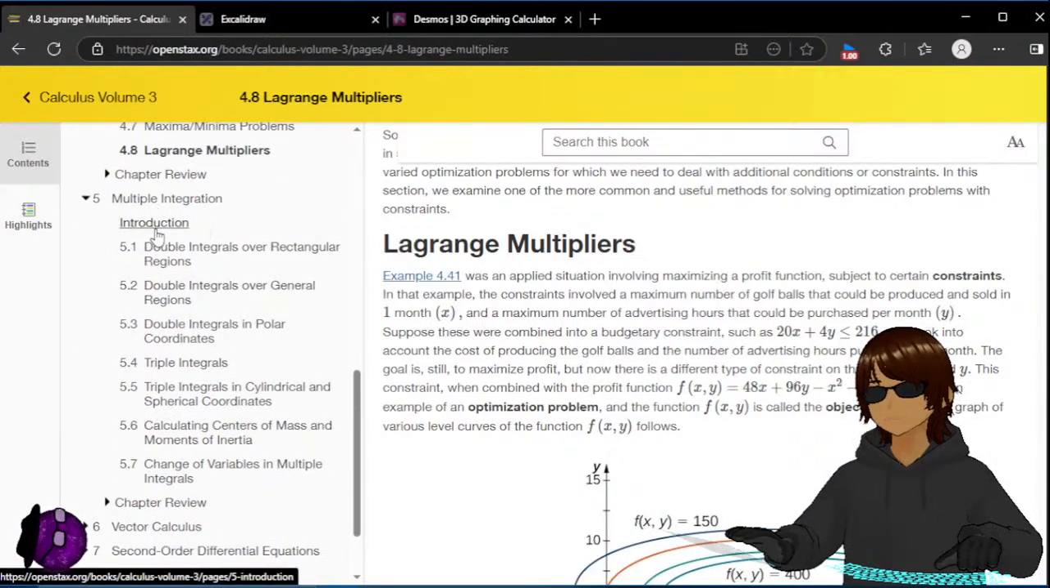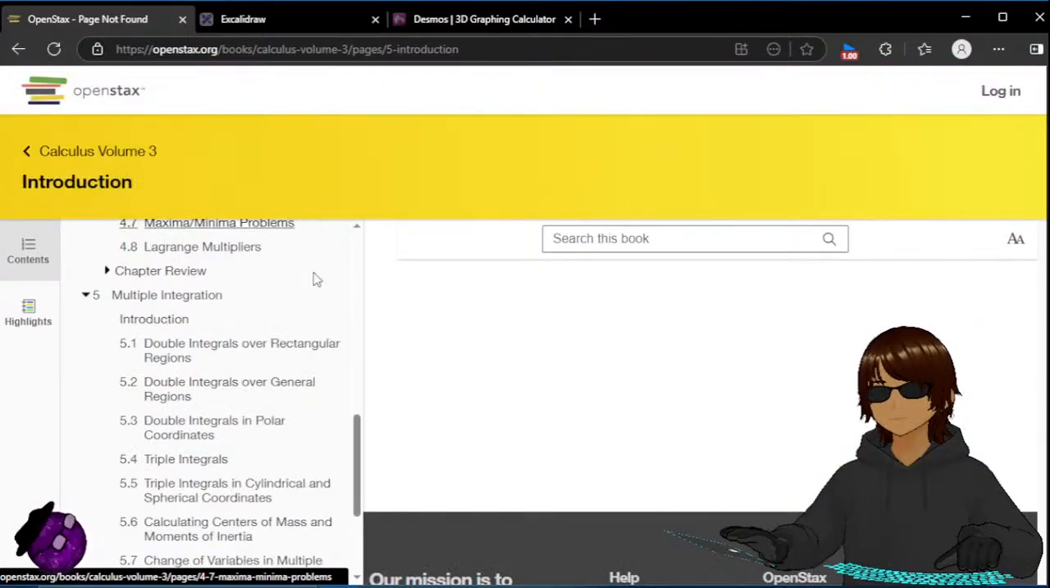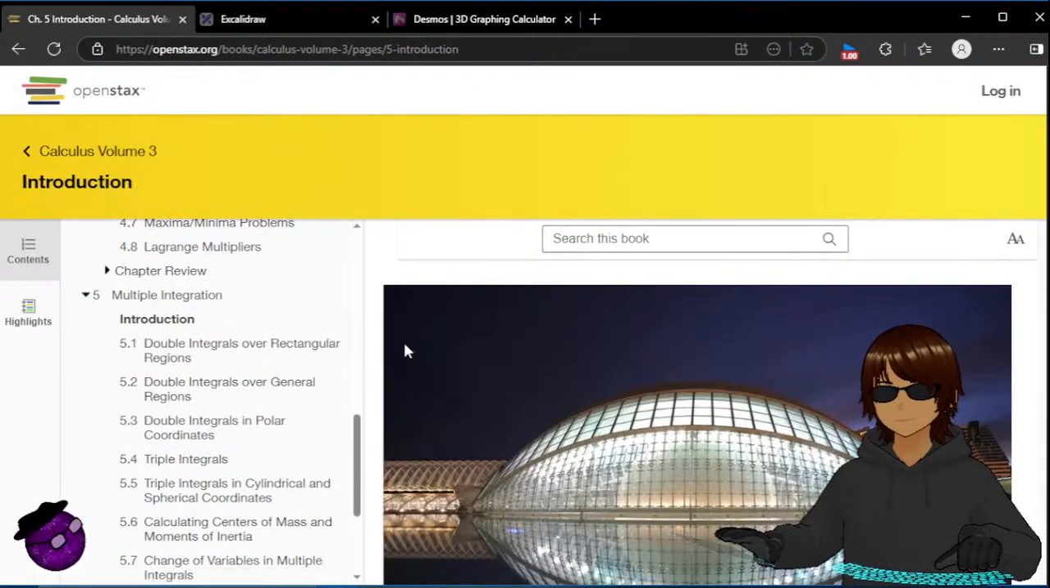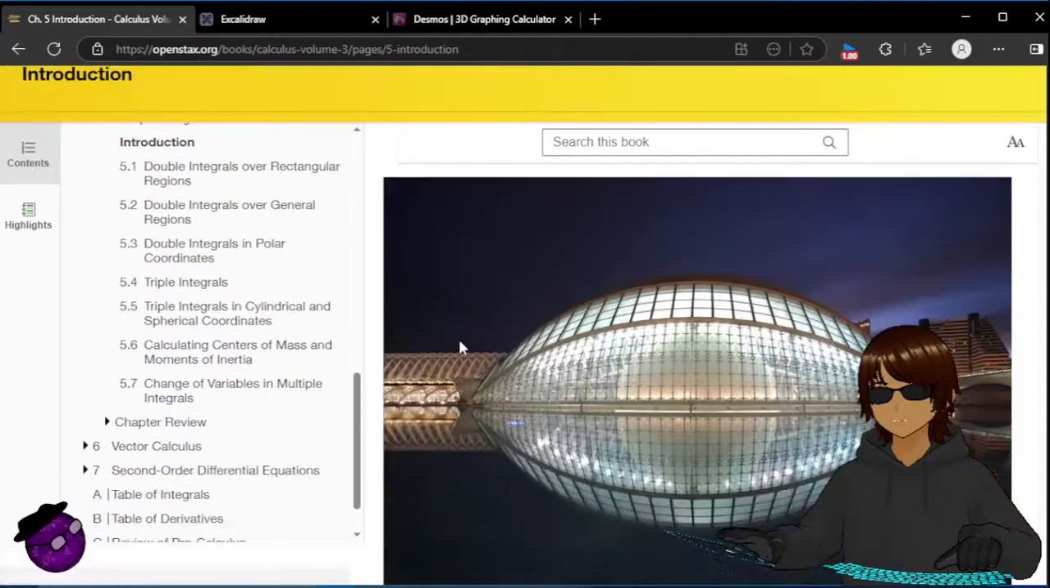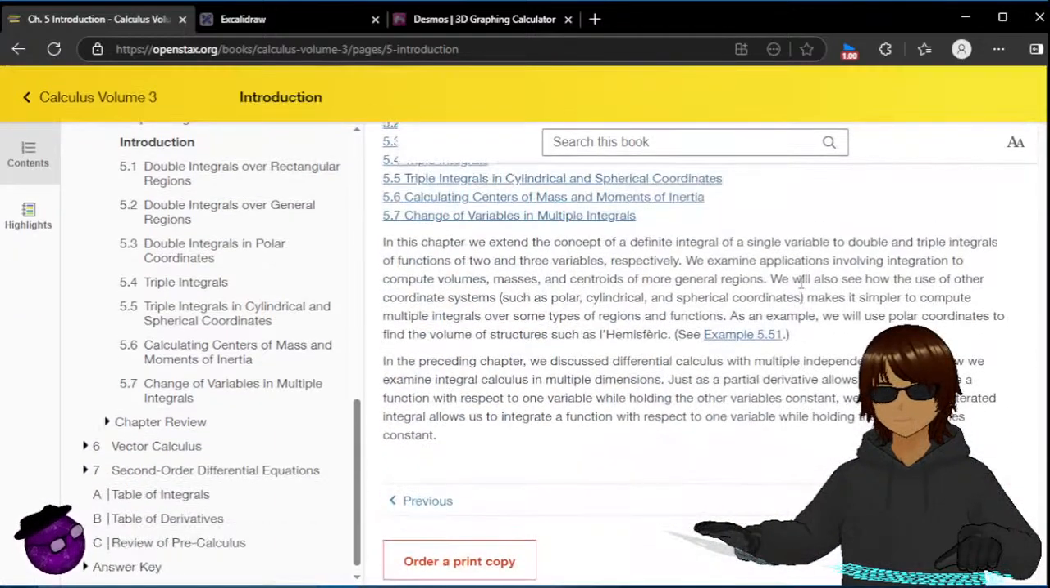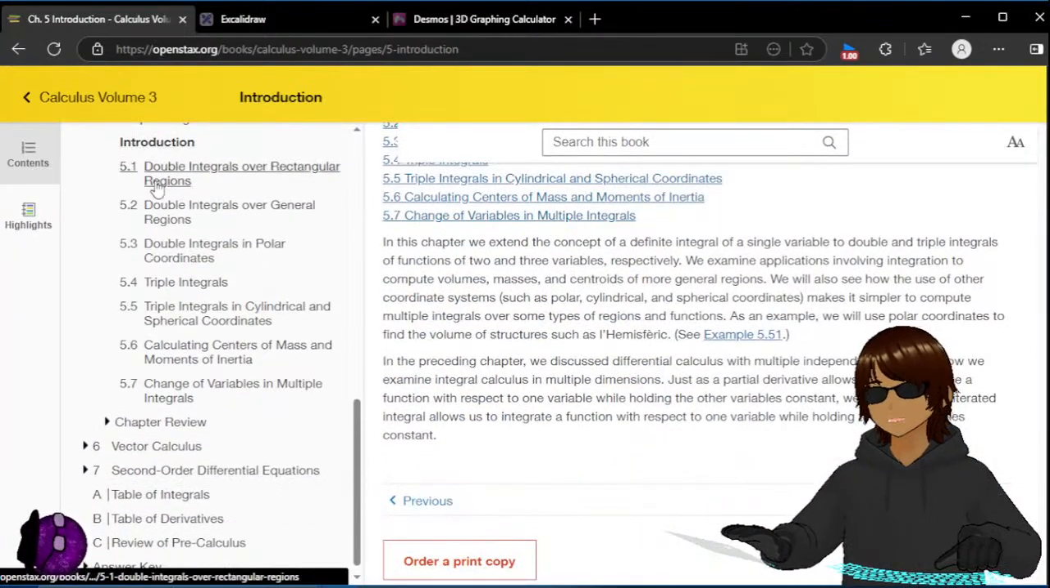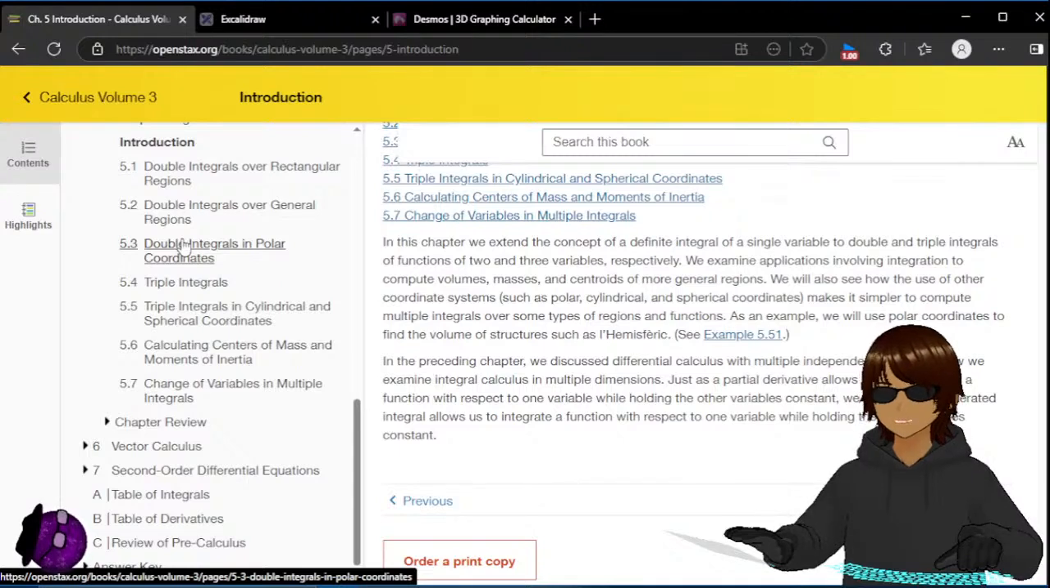This stream, I'm going to start multiple integrals. So I will try to read these three chapters and do some of the exercises. That's my plan for now.